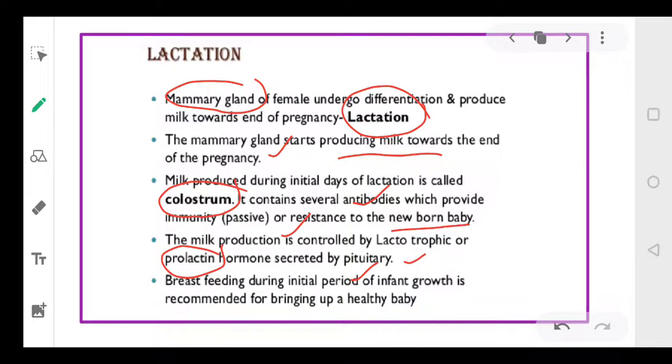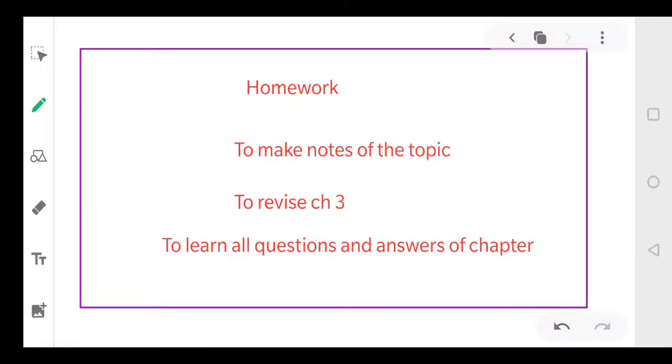Okay. So now coming to your homework, dear students, first of all, you make notes of the topic, and I hope that you've already made them. So you will revise chapter number 3. You will learn all the question answers of the chapter, right?